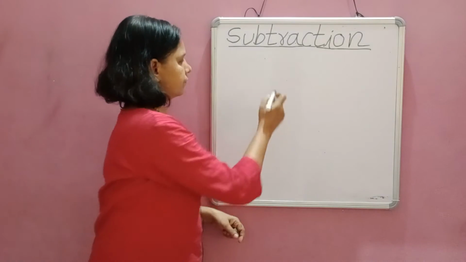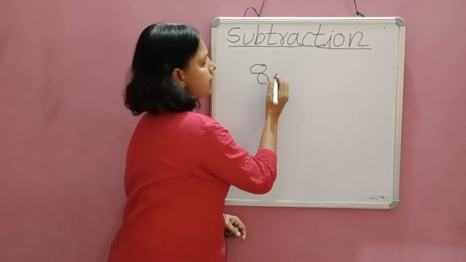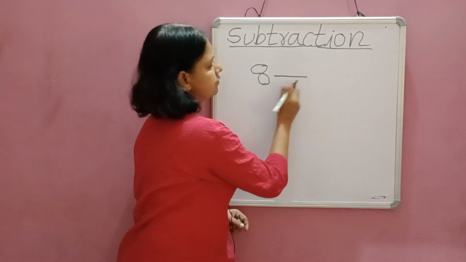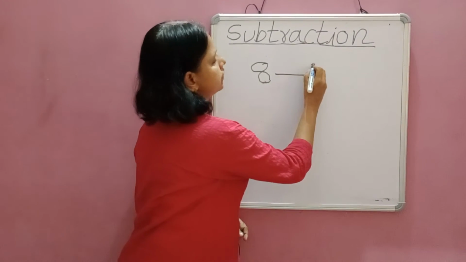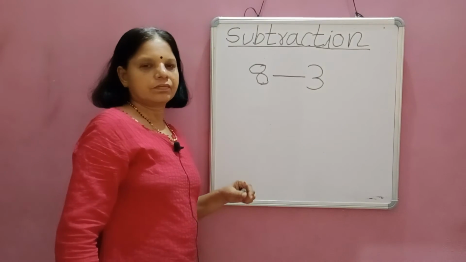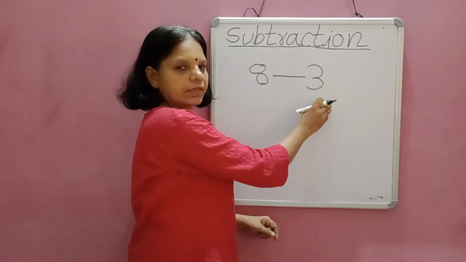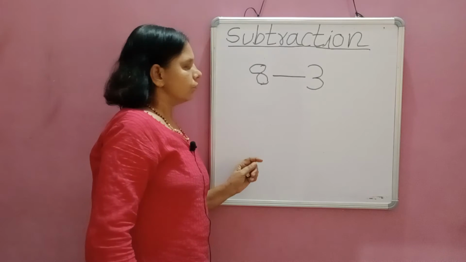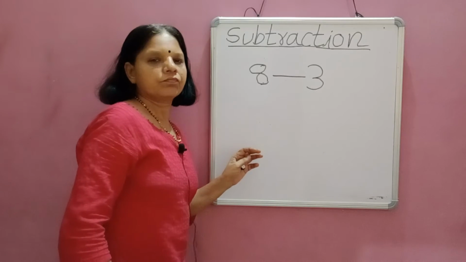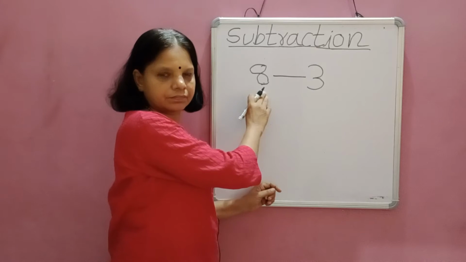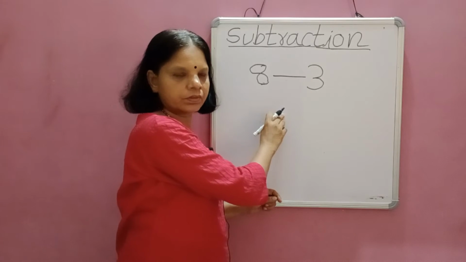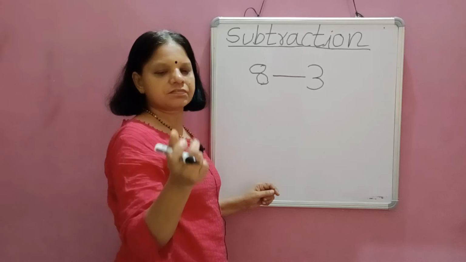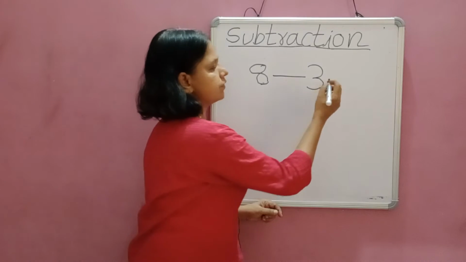For example, 8, the symbol for subtraction is minus, read as minus. 8 minus 3. You have to subtract 3 from 8. What you have to do for this? You have to count down from the bigger number 8. How many units you have to count down? 3 units. That is 7, 6, 5. So what is the answer?